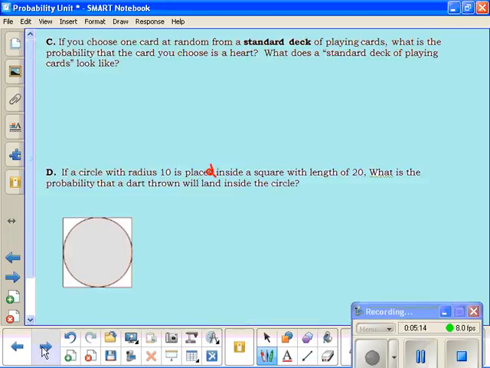All right, continuing. Here we have some more examples. If you choose one card at random from a deck of 52 standard playing cards, what is the probability that a card you choose is a heart? So again, we're thinking about theoretical probability. The probability of getting a heart. Well, there are 13 hearts in a standard deck out of 52, or 1/4.